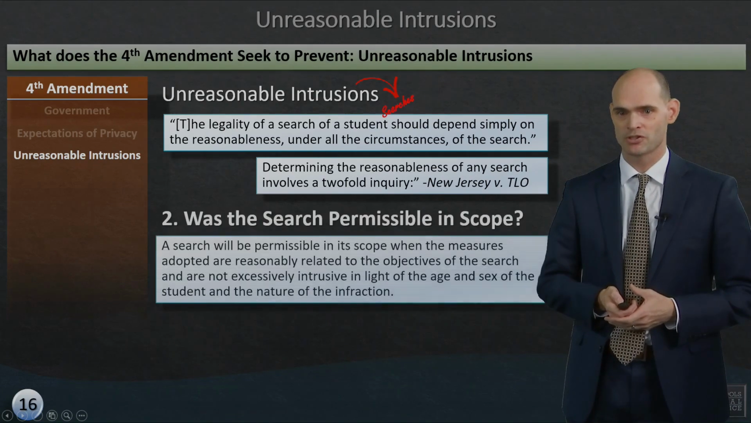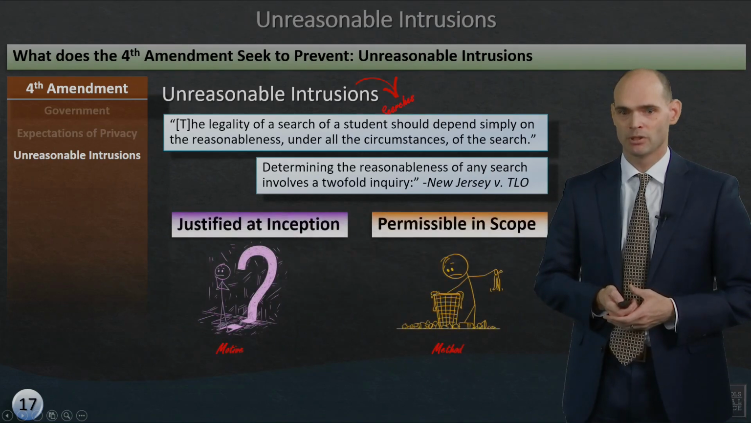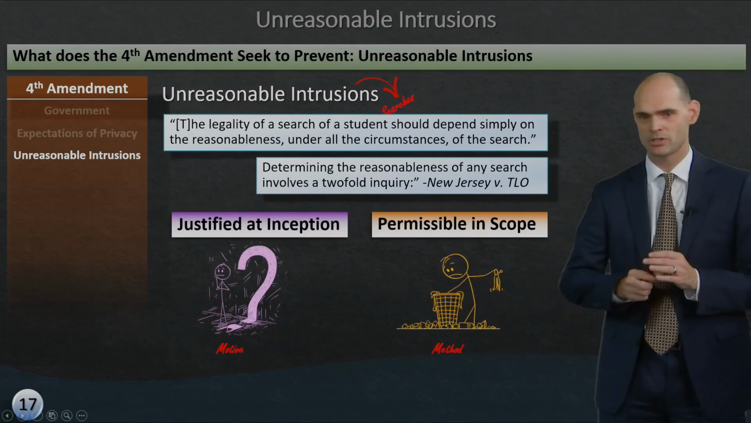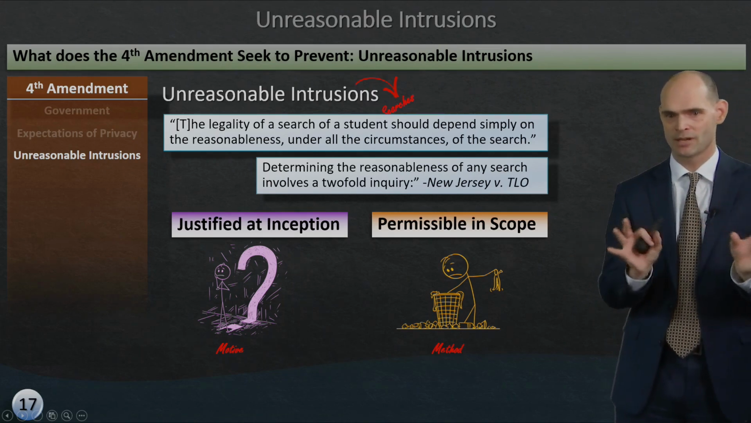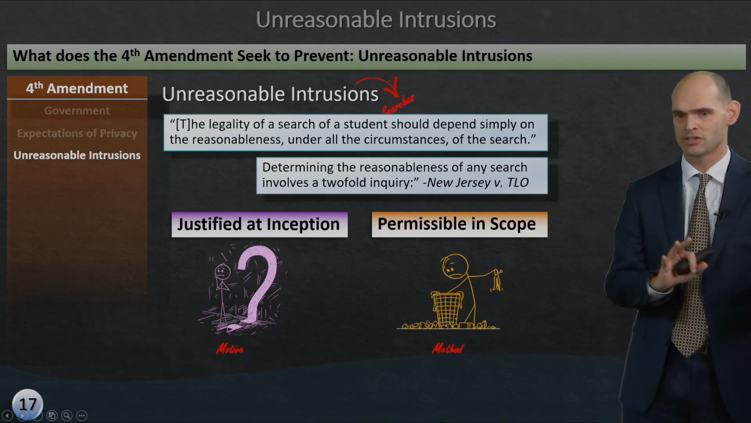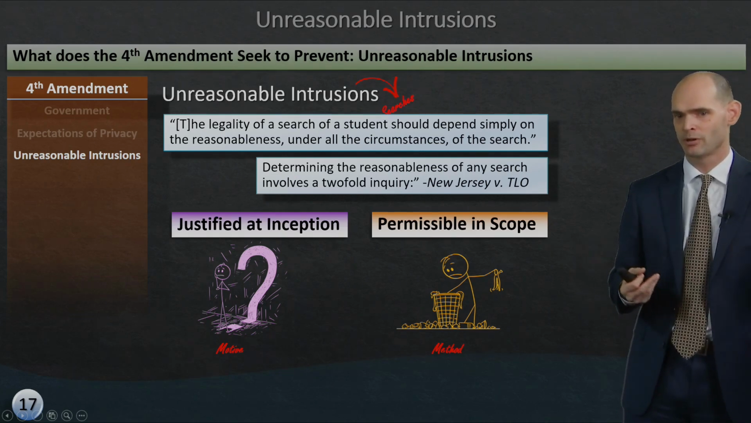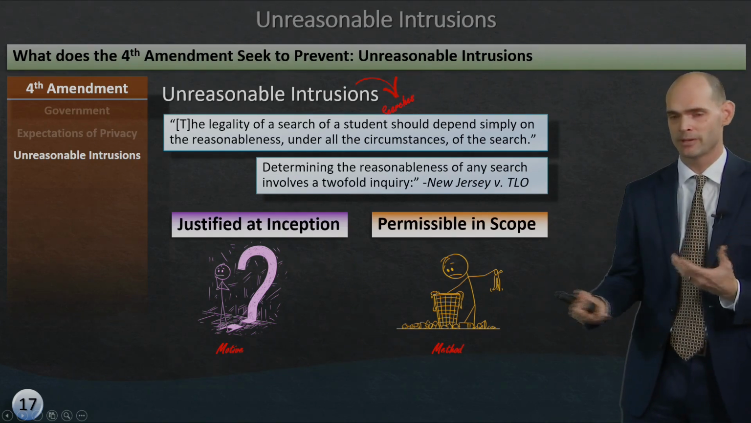Those are the definitions there. But looking more closely, this is just the diagram I use with the students, just to get them to understand the separation between justified at inception and permissible in scope, okay? One way to define that is the motive and the method.